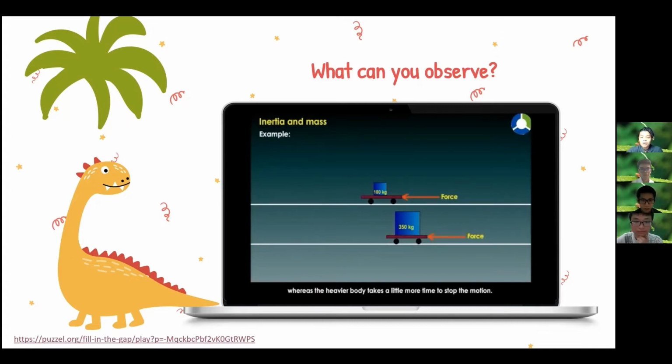Based on the video, what can you observe? What gives an object more inertia than the others? Is mass affecting the inertia, teacher? Good job. It's the mass which affects the inertia of an object. Mass gives an object inertia. Mass is the quantity that describes how much stuff is present in an object, and it is the same quantity that describes how much inertia an object will have.